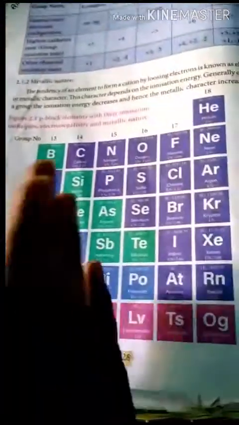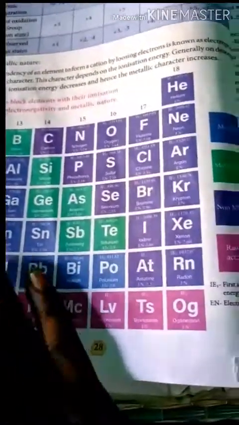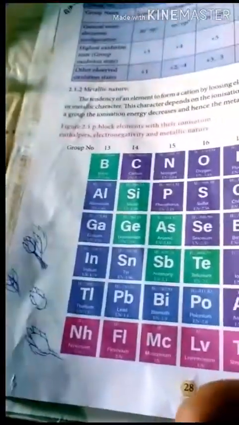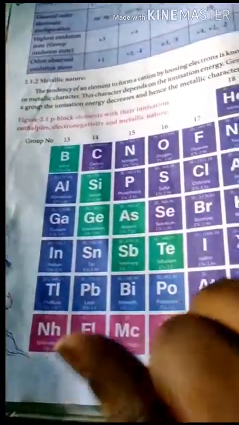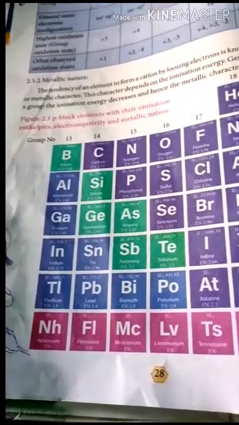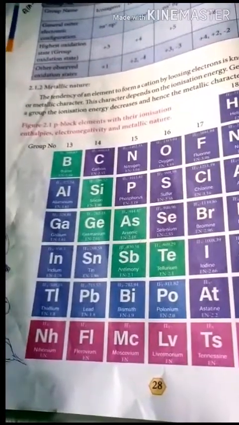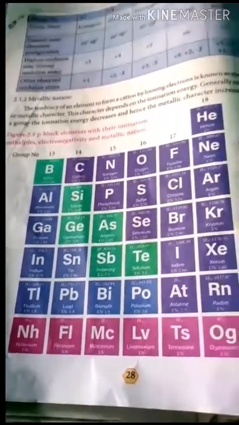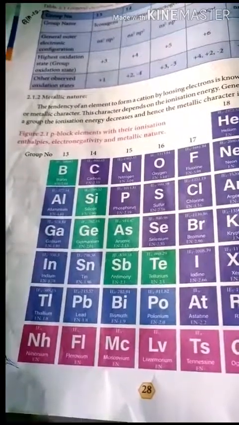In p block elements, this is the p group. The left side of this corner has more metallic elements, and the right side has non-metals. Generally, down the group, the metallic nature increases because the ionization energy decreases, so we can easily remove the electron. In that way, the metallic nature of these p block elements increases.